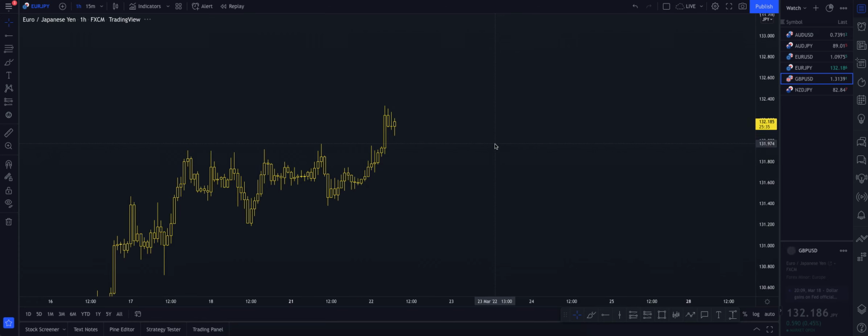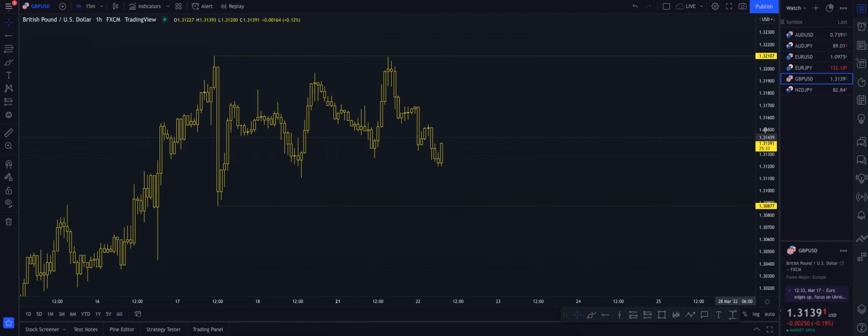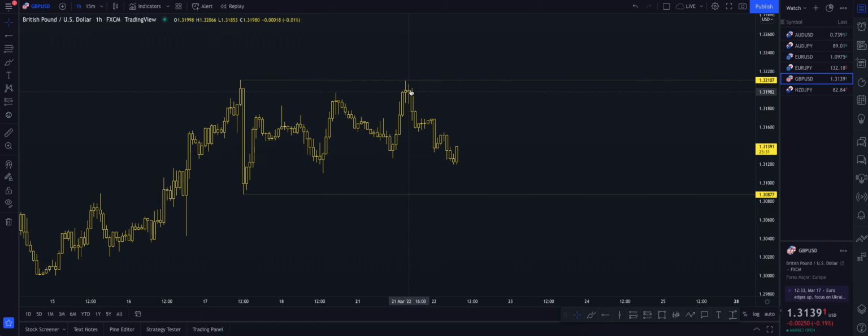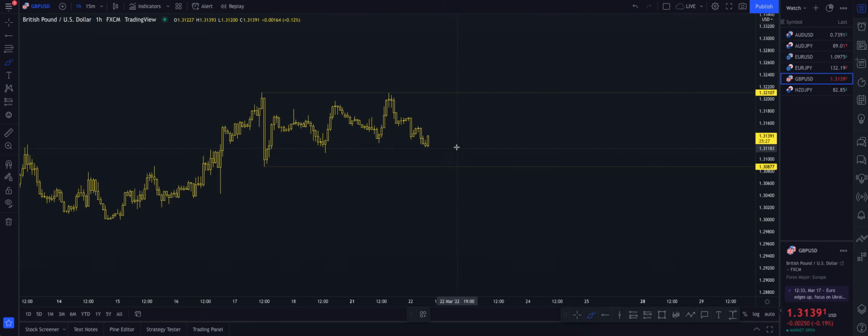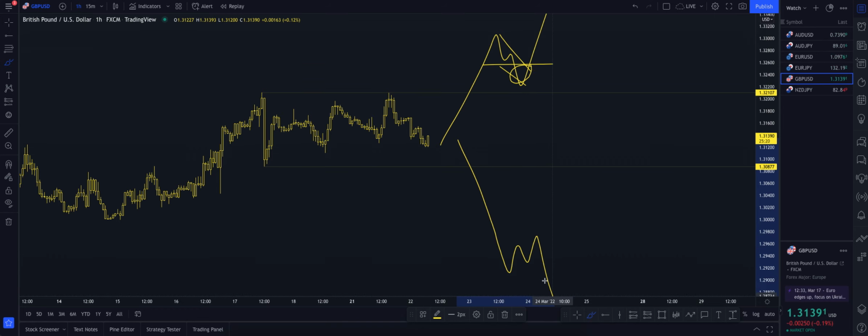Next pair is the pound. As you can see, guys, we are still within this range. We have not broken the high here. So again, like I say, I want to see a lot more commitment on the pound. I want to see us move out of this range, show that commitment, show where we want to go, and be more than happy to look to take these continuation flags.